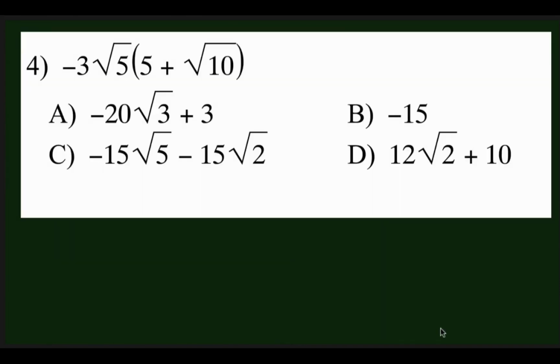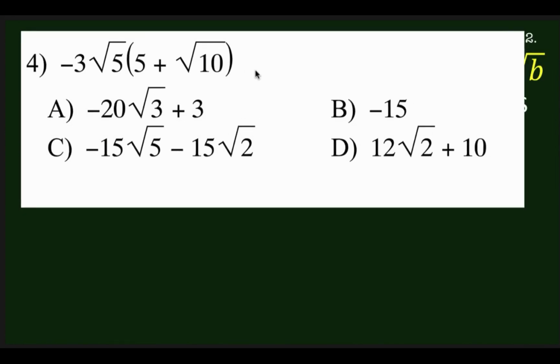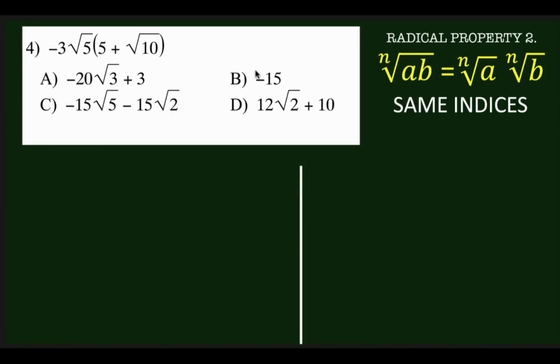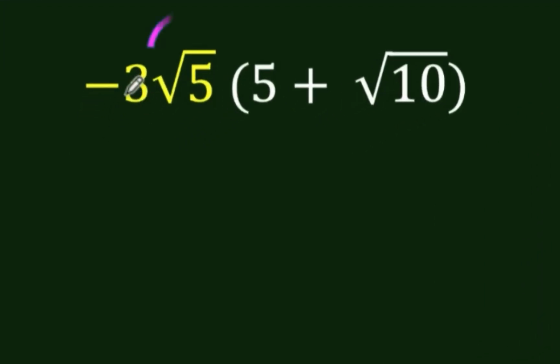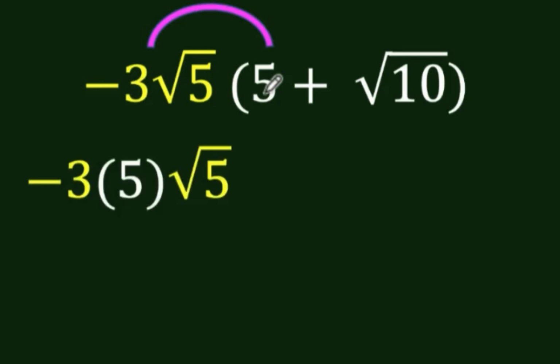Next example. Suppose we have negative 3 square root of 5 times the quantity 5 plus square root of 10. So again, we have a monomial factor times a binomial factor. What we do is distribute the monomial factor to the binomial factor. Distribute negative 3 times the square root of 5 to the first term here, which is 5. That is the result.